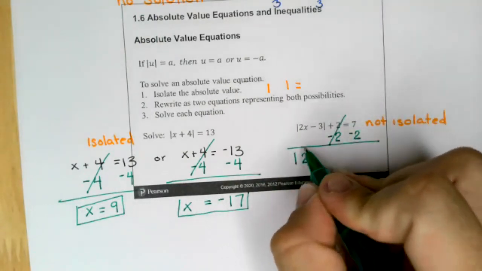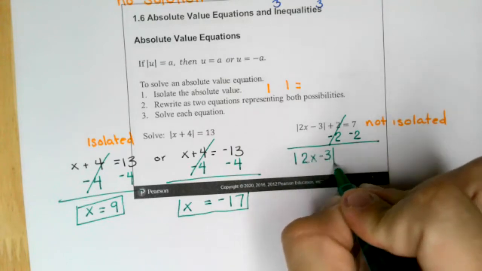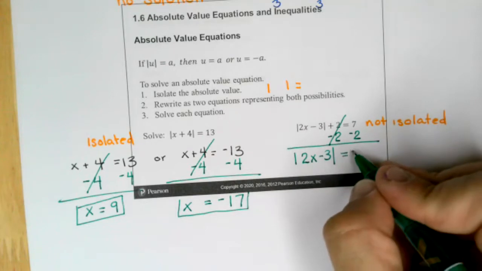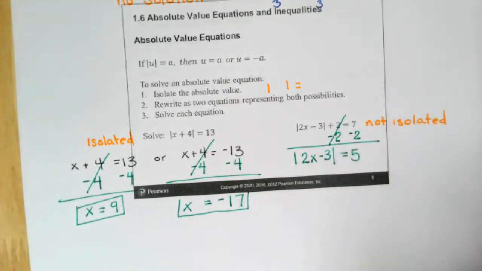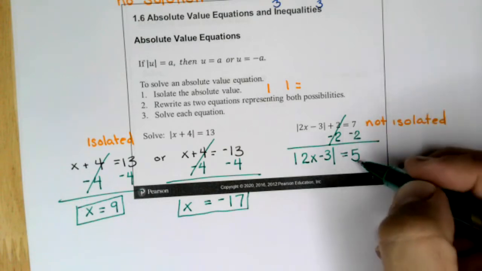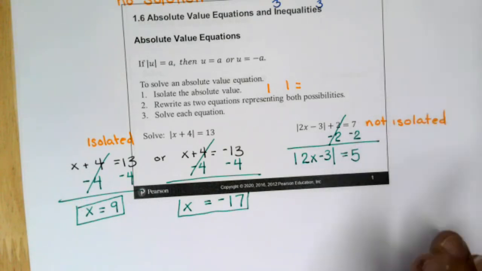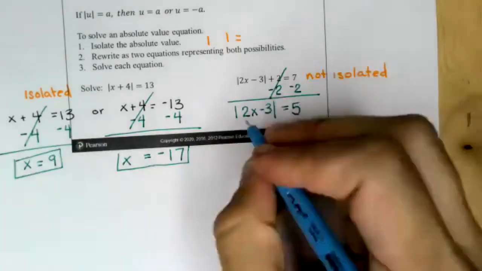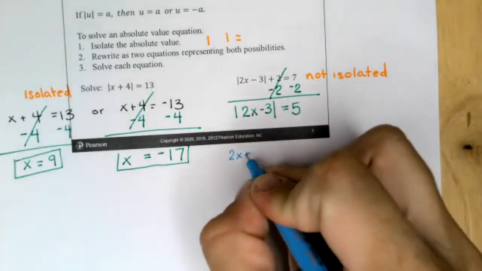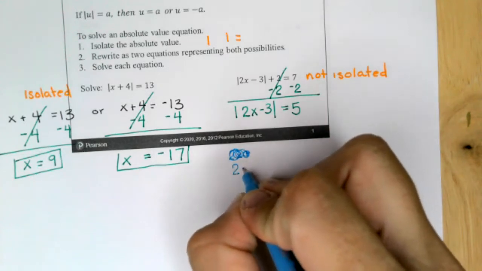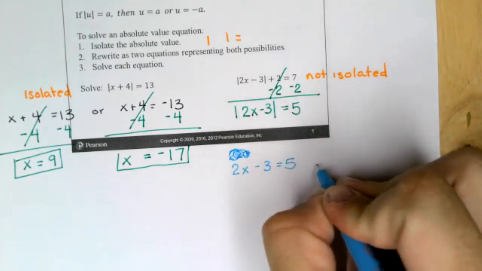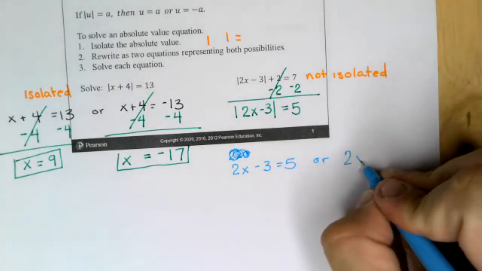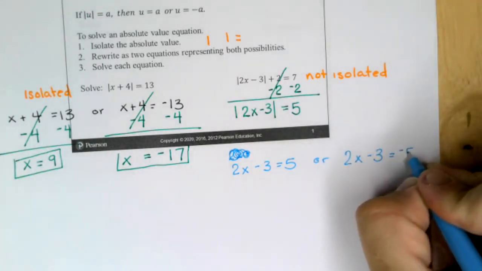So now I still have the absolute value of 2x minus 3 here. And then I have 7 minus 2 is 5. Now it's isolated. Now we can rewrite it as 2 equations representing it being equal to 5 or being equal to negative 5, okay? Here it is. We would say 2x minus 3 is 5, or 2x minus 3 is negative 5.